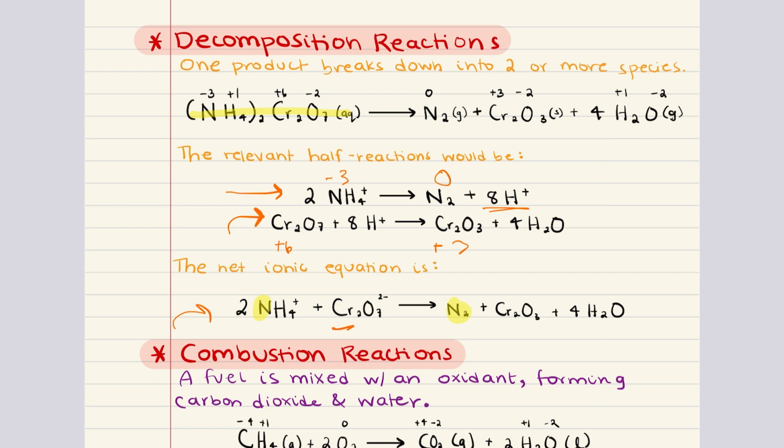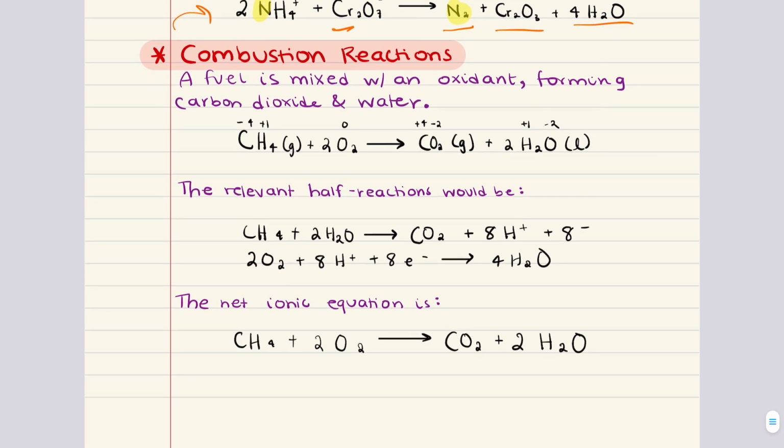Now in this reaction, there are no spectator ions because all of the ions here are actively participating in the redox process. The nitrogen from the ammonium ion is oxidized, and the chromium from the dichromate ion is reduced, and the result is the formation of nitrogen gas, chromium 3 oxide, and water.